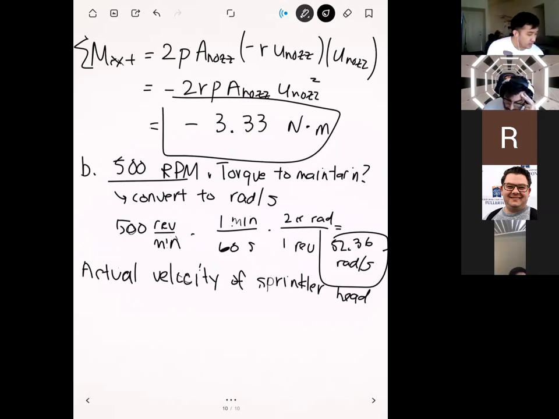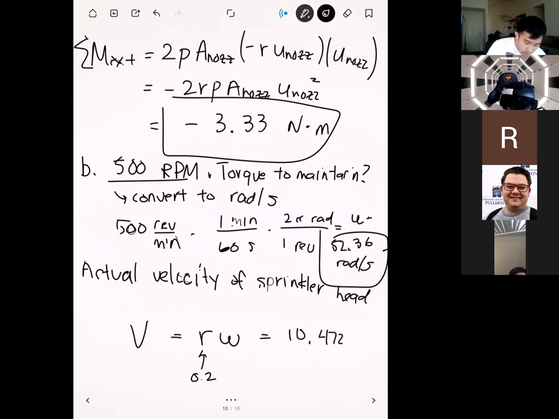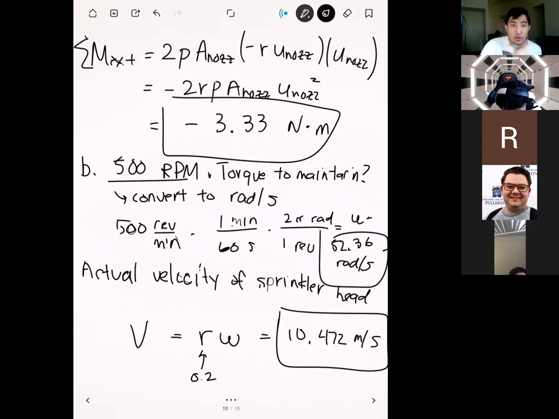And so we're just going to take the radius of this sprinkler and multiply by this rotational speed. I'll call this here omega. If we do that and we say that this is 0.2, then what we get is 10.472 meters per second. You can almost think of that as the linear speed of the sprinkler head that's rotating around.